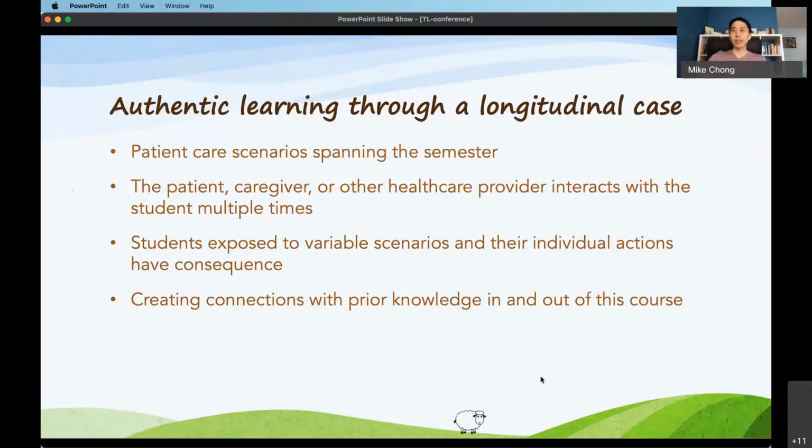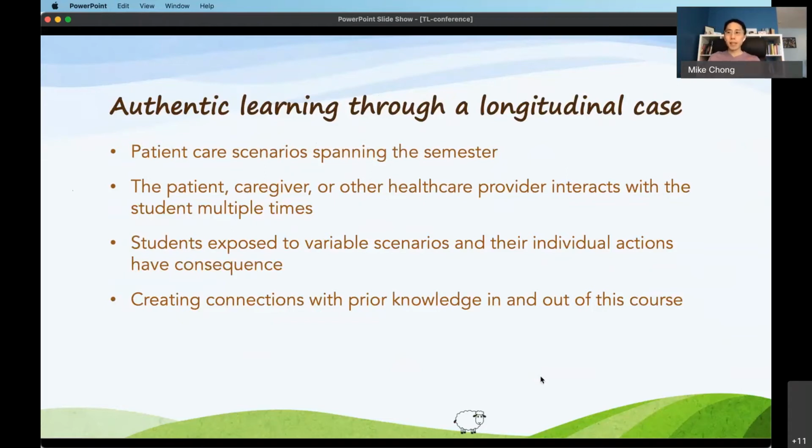As an example of authentic learning, one of our cases was what we called longitudinal. We had a patient return several times over the semester, and this is a mock patient. This is something that I had done last year, but online actually made it a lot easier to organize because we didn't have to work with so many sheets of paper from individual student action plans and the variable scenarios presented to them. We could upload them directly into student assignment submissions and give each student individual scenarios and feedback.